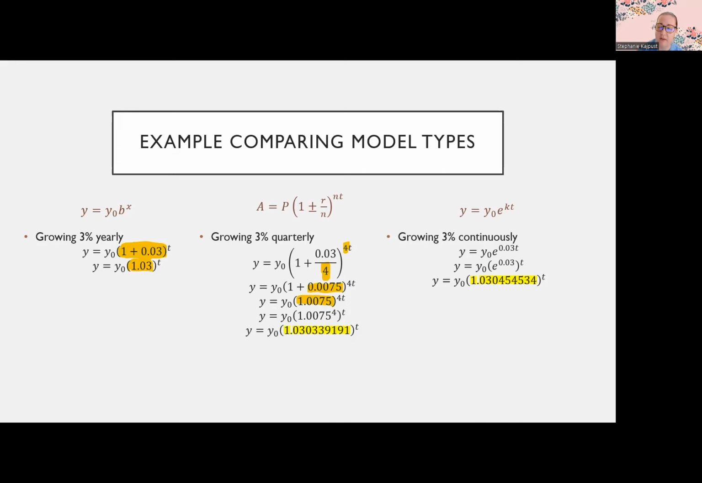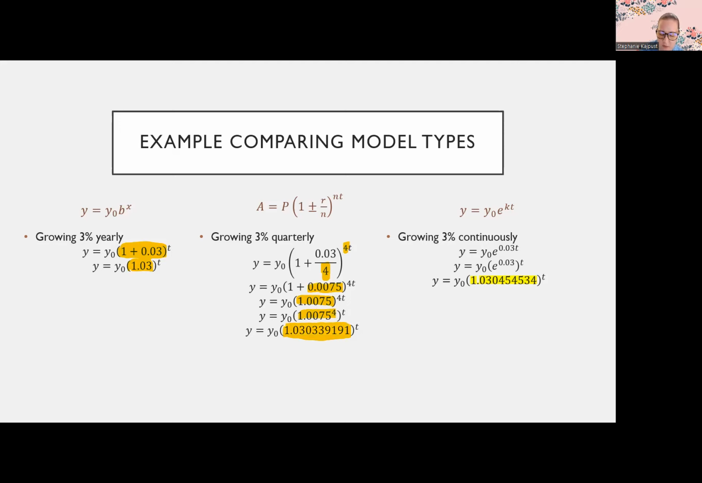So our rules of exponents say that we can take that 1.0075 and raise it to the 4th power and then have it to the exponent t. And so that's what we do here. And then that gives us this final number.